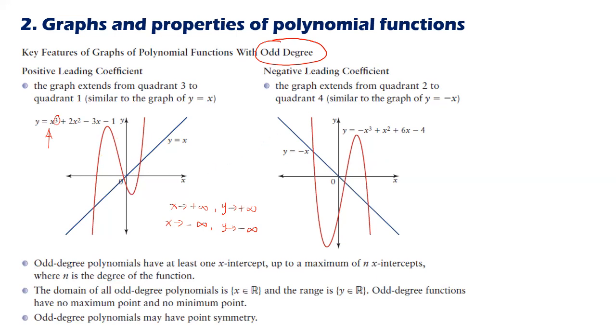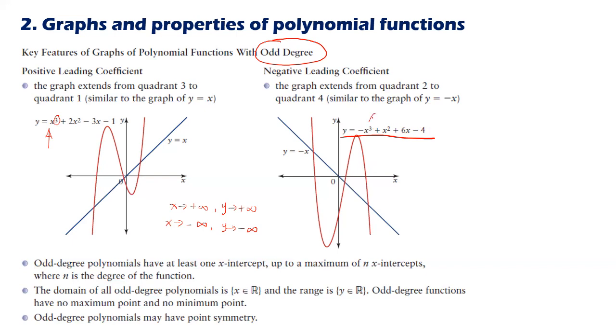And next, if the leading coefficient is negative, the graph extends from quadrant 2 to quadrant 4, similar to the graph of y equals minus x. So for example, we have a polynomial function y equals minus x cubed plus x squared plus 6x minus 4.